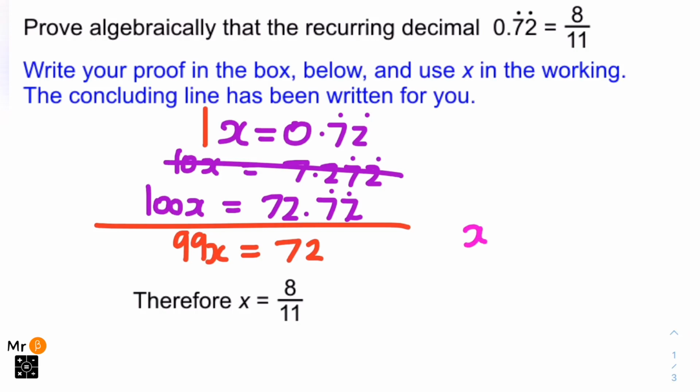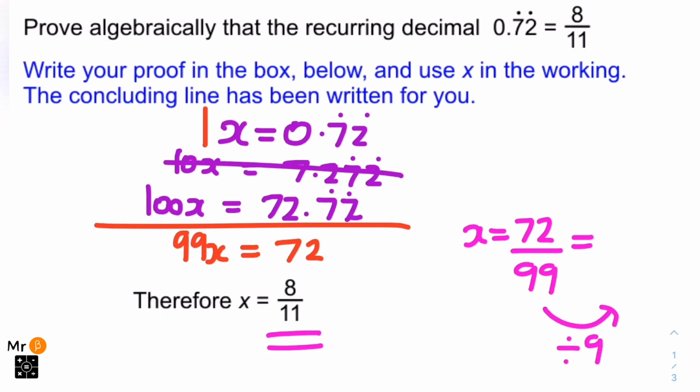That leaves us with 99x on the left hand side and 72 on the right hand side. We then divide both sides by 99. If you're lucky in your exam, it will give you an answer to work towards. So here you'll notice that our answer doesn't look like that yet. However, if we divide both top and bottom by 9, that'll leave us with 8/11, and it proves our answer.